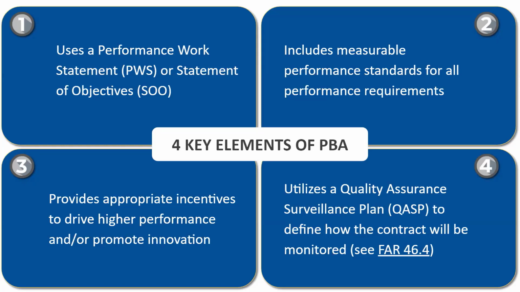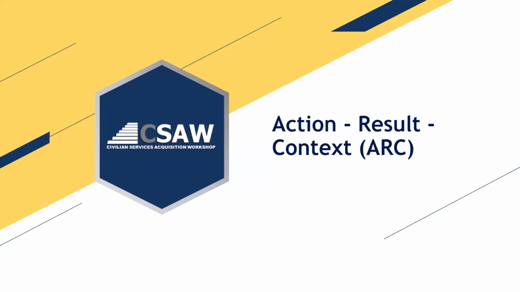Okay, so the quality assurance surveillance plan should not be incorporated into the contract. It should not contain anything new, no new requirements, no new standards, none of that. All of that should be in your performance work statement. If you have all four of these elements, you probably have a performance-based acquisition. And still, all right, we can go a step further in trying to identify how to write better requirements. So let's keep going. We're going to talk about the ARC method.